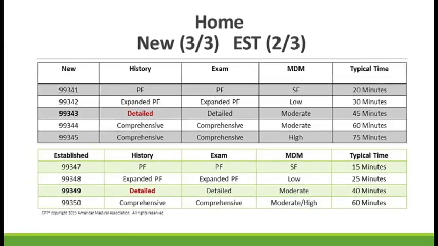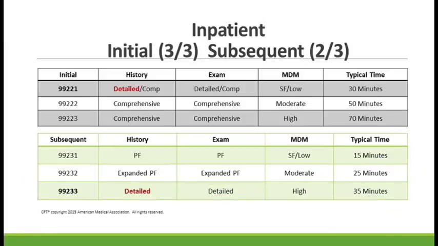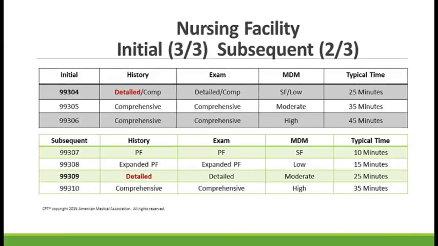In a home setting, a detailed history supports 99343 for new patients and 99349 for established patients. In an inpatient hospital setting, a detailed history would only allow us to obtain the lowest level of initial care, which is 99221. For a subsequent visit, a detailed history would support the highest level, which is 99233. In a nursing facility, a detailed history supports CPT 99304 for initial care and 99309 for a subsequent visit.